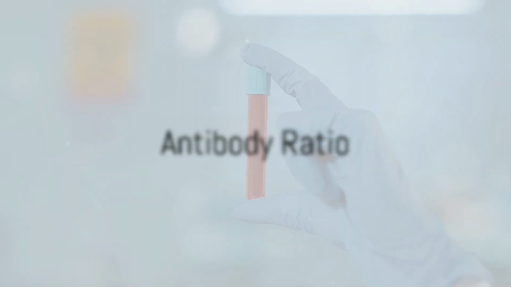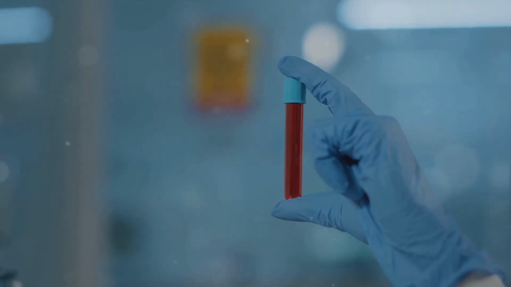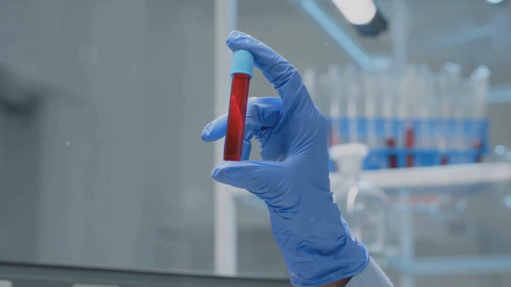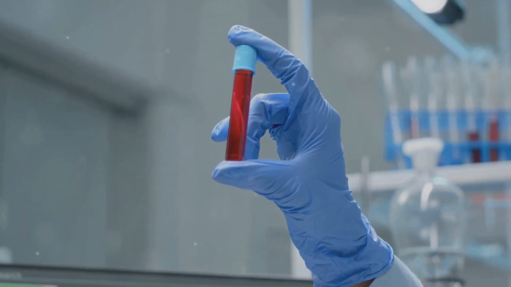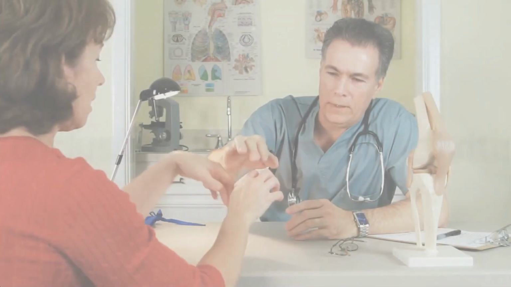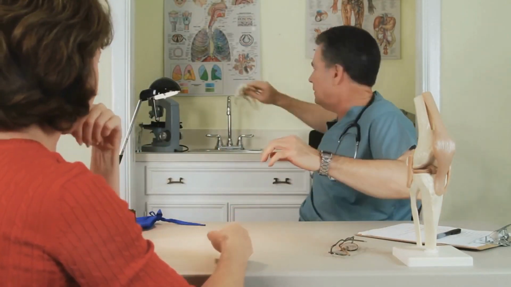Last but not least, we have the specific antigen-antibody ratio. This mechanism involves the formation of immune complexes in response to an antigen-antibody reaction. This could potentially explain David's symptoms and test results. Based on these potential mechanisms, we can conclude that David's clinical presentation aligns most closely with rheumatoid arthritis.